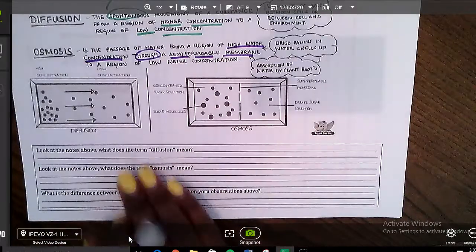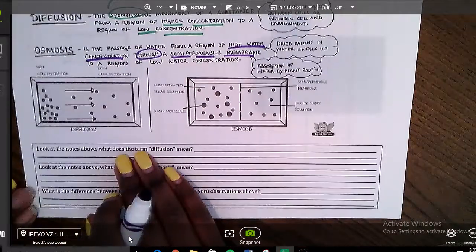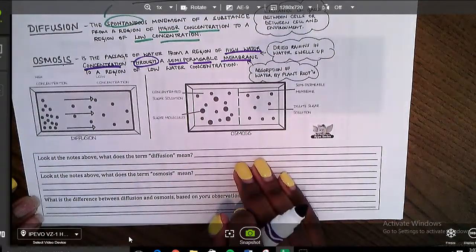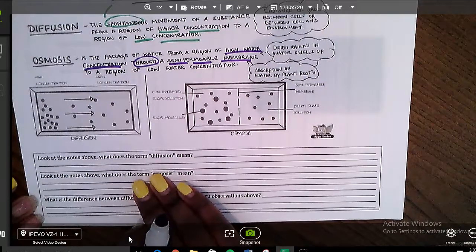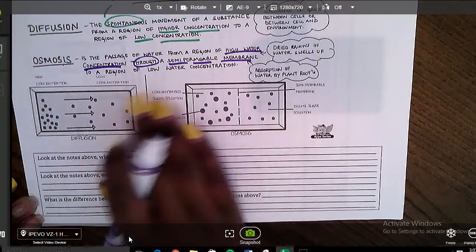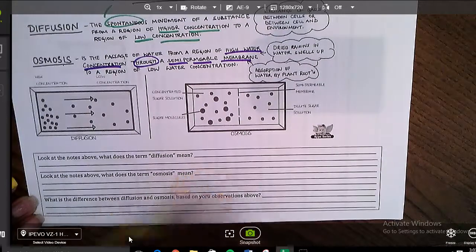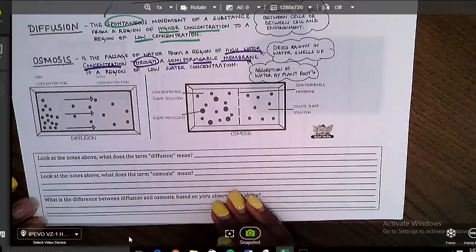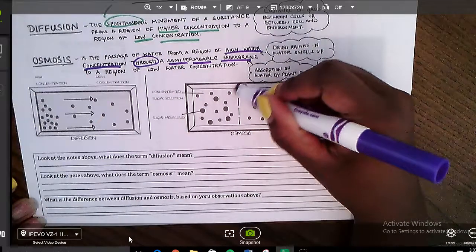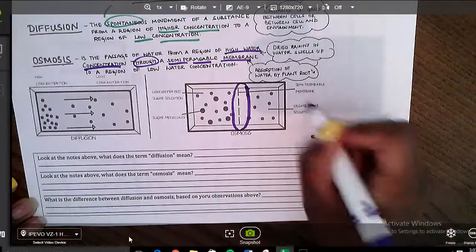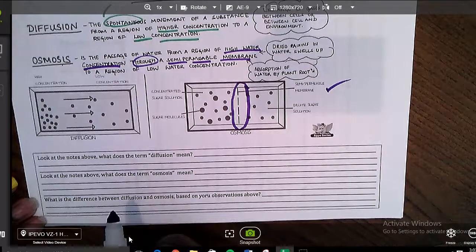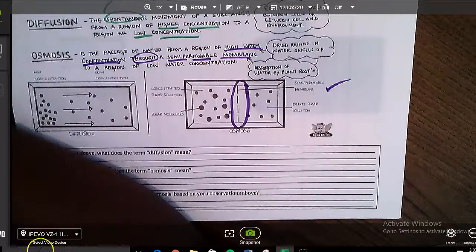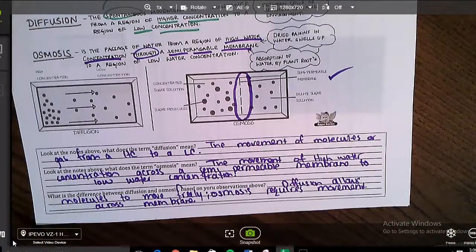Okay, let's take a look at these questions. It says, look at the notes above. What does the term diffusion mean? I want you to rewrite this definition in your own words. Look at the notes above. What does the term osmosis mean? Again, look at the notes. Write your definition here. What is the difference between diffusion and osmosis? Based on your observations, I want you to focus on this little guy right here, okay? So I'm going to give you 5 minutes. Go ahead and answer questions 1 through 3 right now. Go.